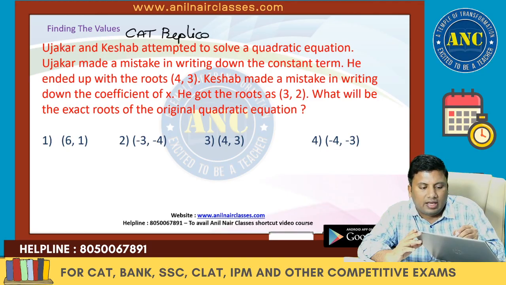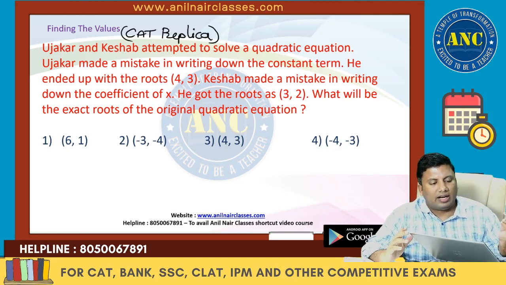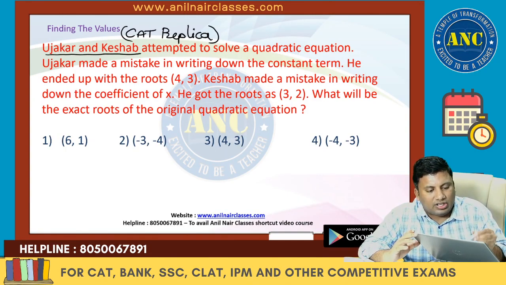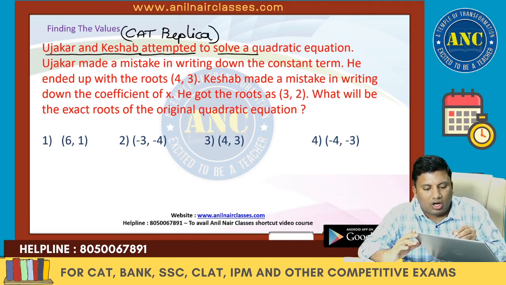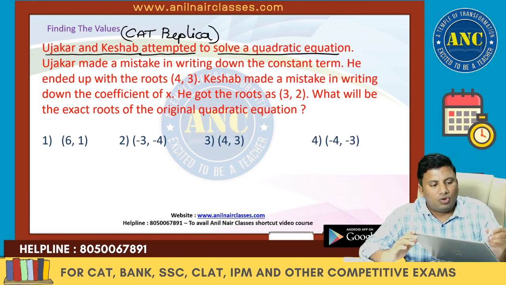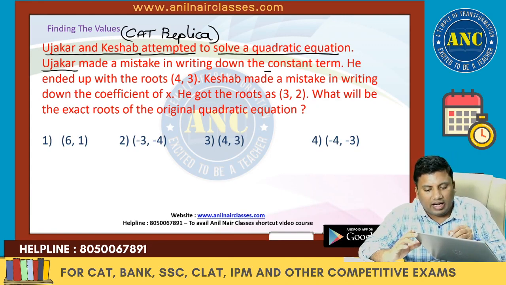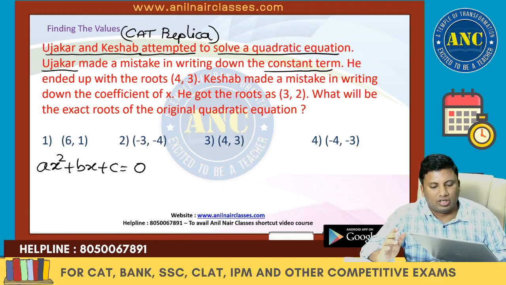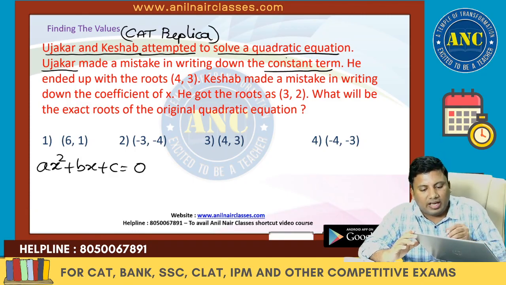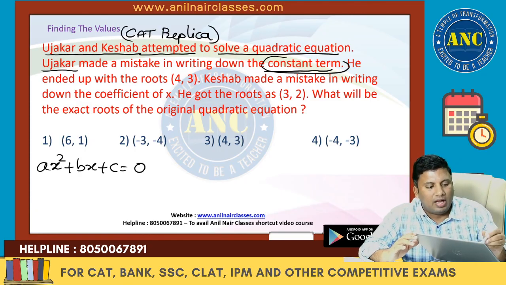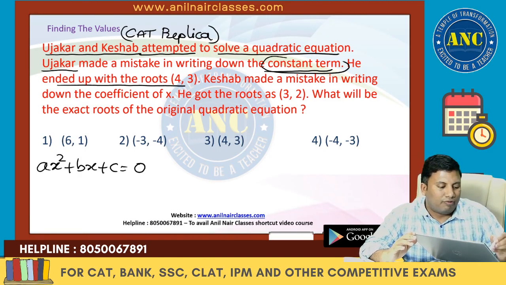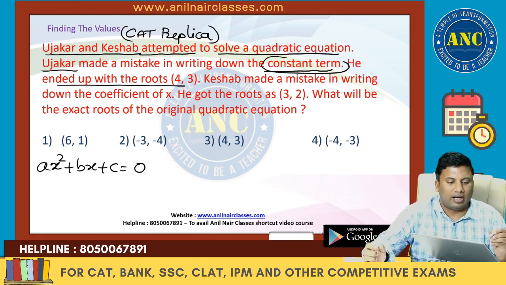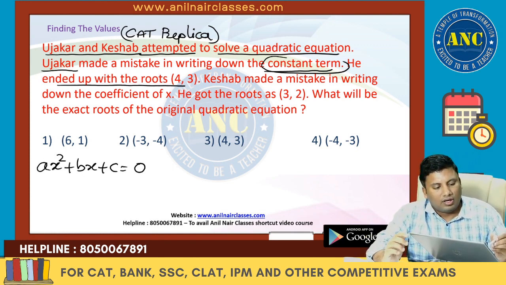Again it is a CAT replica question. Let us see. Ujakar and Keshab attempted to solve a quadratic equation ax square plus bx plus c equivalent to 0. Ujakar made a mistake in writing down the constant term and ended up with the roots 4 and 3. Right? So, next one.